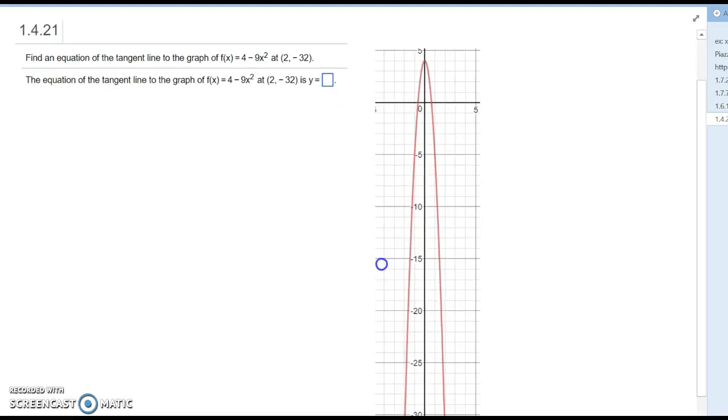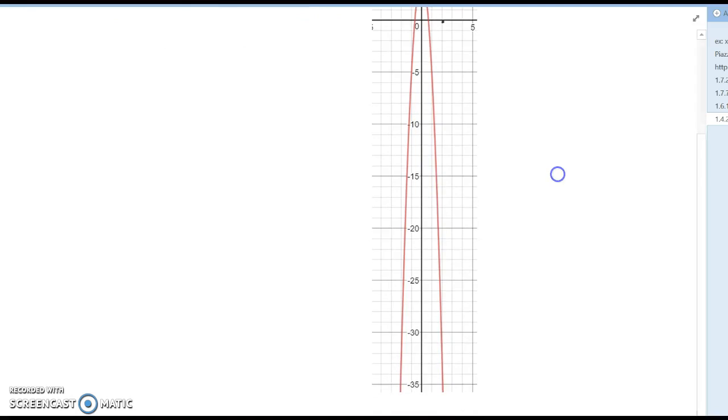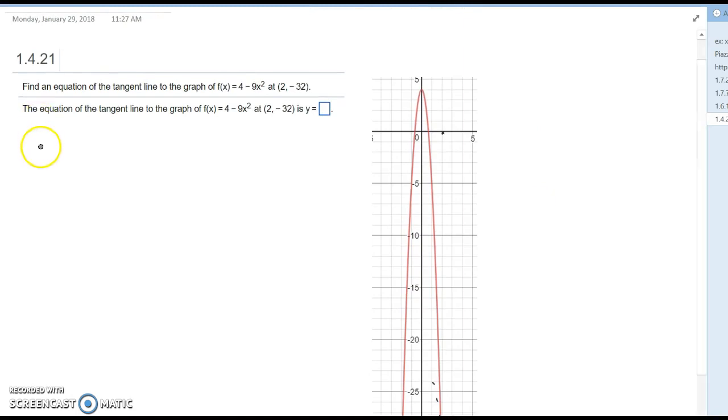So we're looking for the equation of the tangent line to the graph at a specific point. In this case, the point is 2. So this point here, we're looking for the equation of the tangent line. So we need to find the slope at that point.